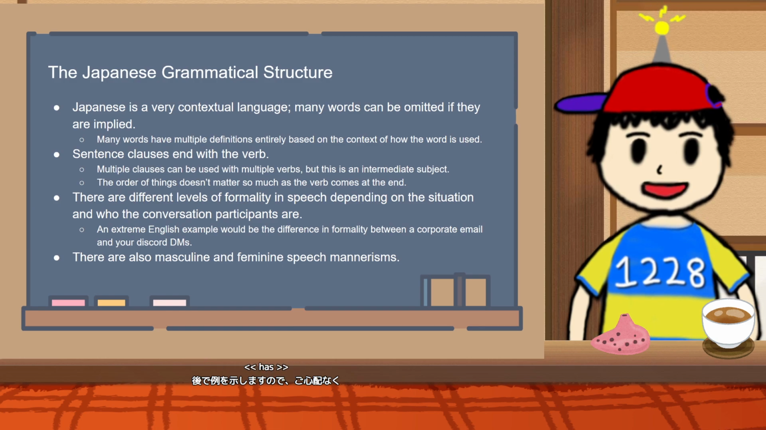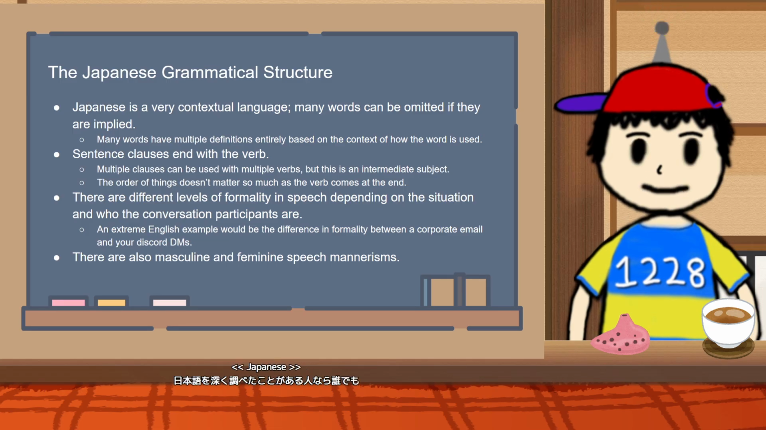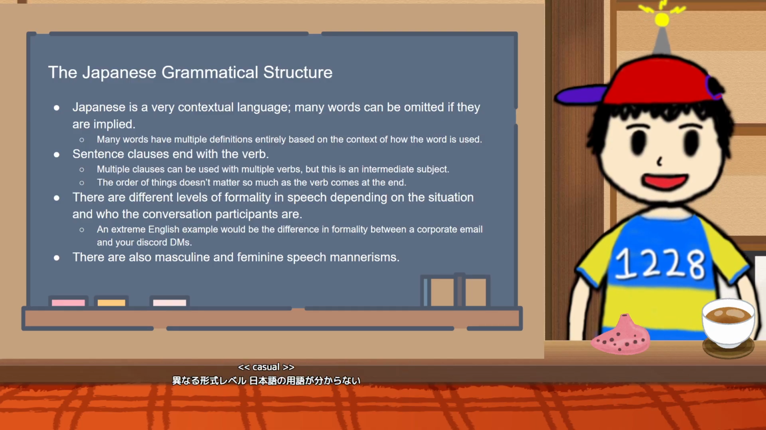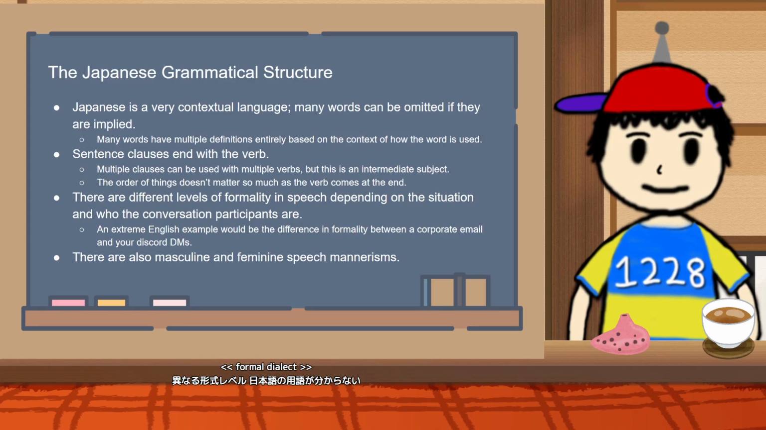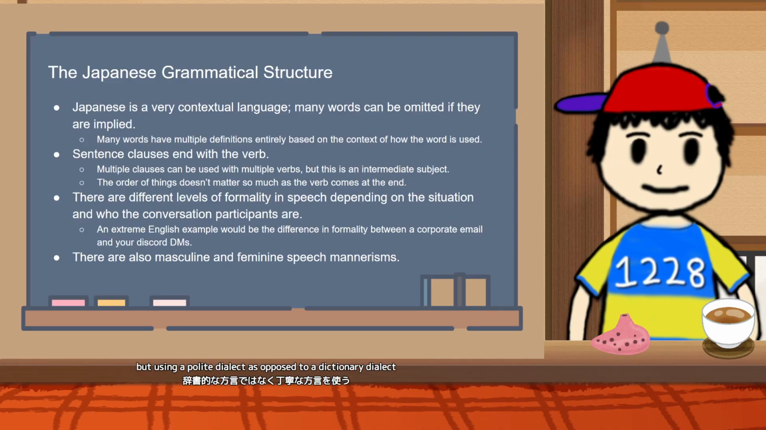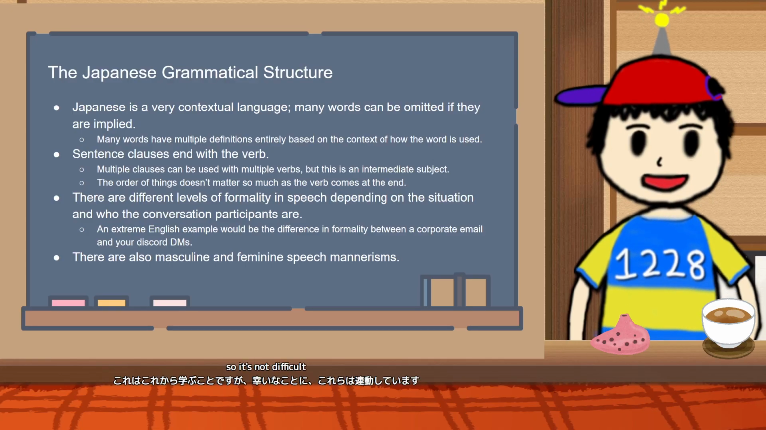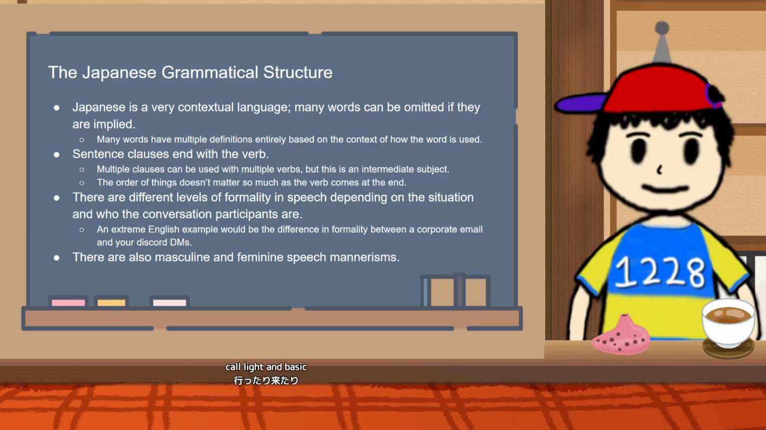Anybody who has delved into Japanese culture at all knows that there are different formality levels. I don't know the Japanese linguistic term for formal versus casual. I know teinego is one of the formal dialects, or polite speech. There are different ways of saying the same exact thing, but using a polite dialect as opposed to a dictionary dialect, and this is just something you're going to learn. Fortunately, they go hand in hand, so it's not difficult to swap back and forth between basic polite and basic dictionary terms.